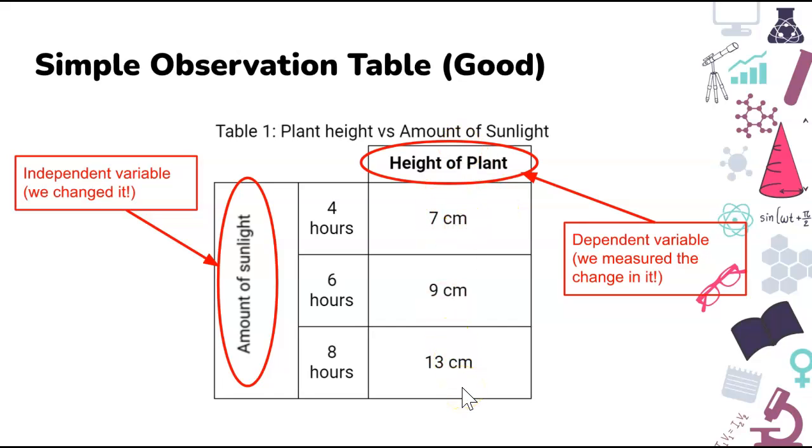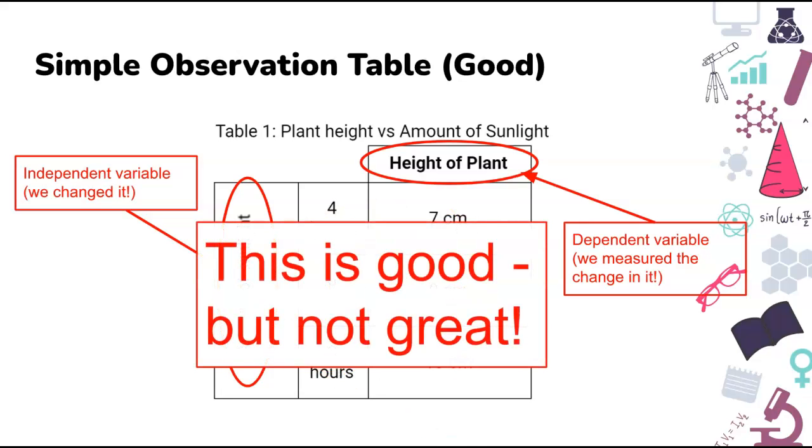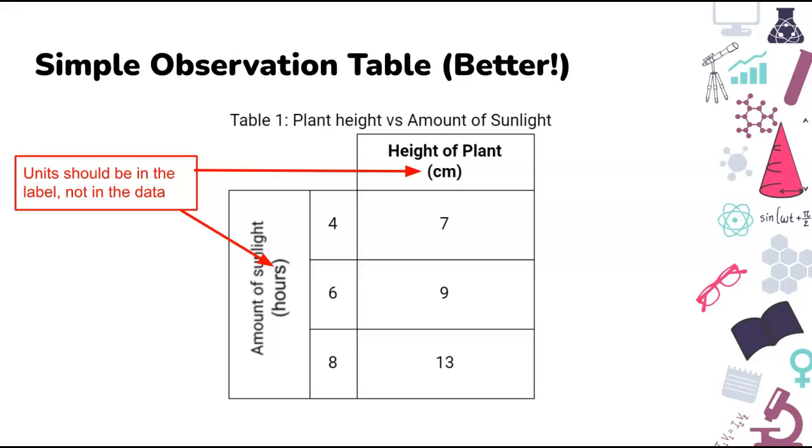Now, this, as I already said, is a good table, but there are some issues with it. There are some things that we can improve, all right? And one of the issues is this. It's a little bit cluttered in here. So this is a good observation table, but it's really not great. So let's take a look at how we can improve it. All right. So one way we can improve this table is simply by taking our units out of the table.